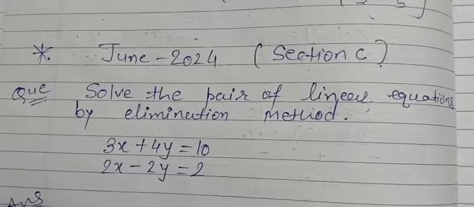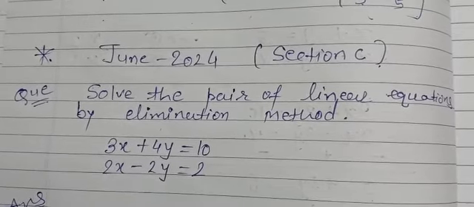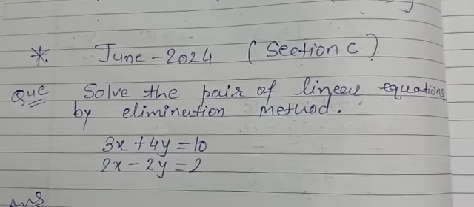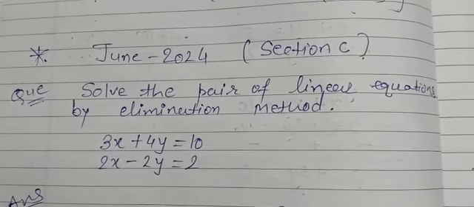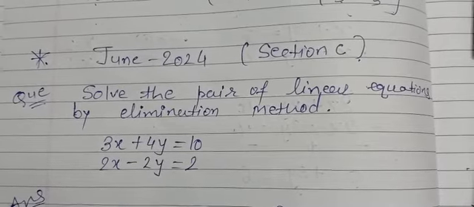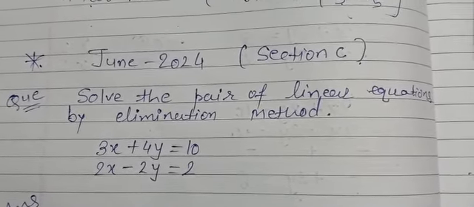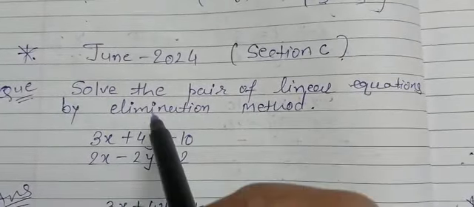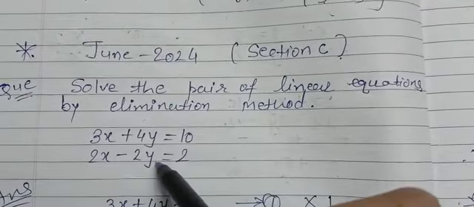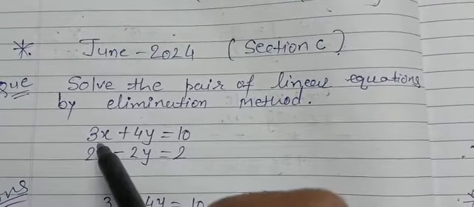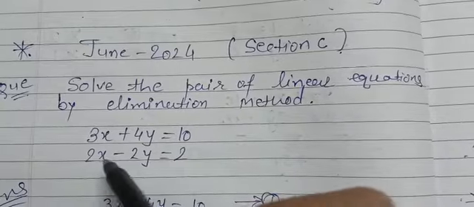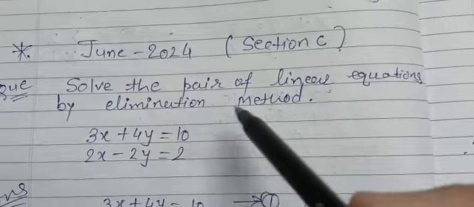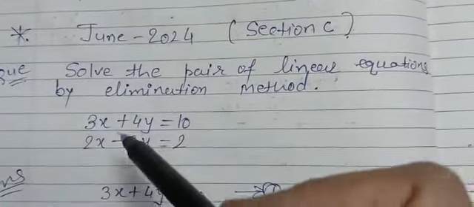In today's video, we will learn the June 2024 Section C question. This was in the Gujarat Secondary Education Board past board examination, and the question is: solve the pair of linear equations by the elimination method. Two linear equations are given: 3x plus 4y equal to 10 and 2x minus 2y equal to 2. By the elimination method we have to find the values of x and y.